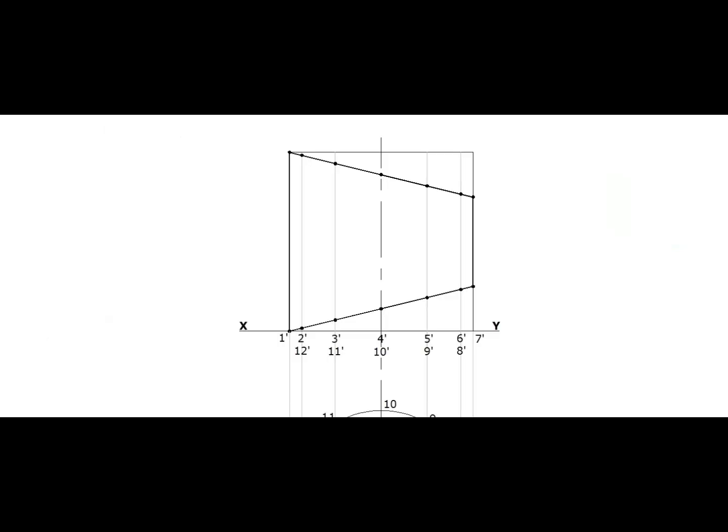A dash on line 1. B dash on line 2 and so on. C dash, D dash, E dash, F dash, G dash, H dash, I dash, J dash, K dash, and L dash.